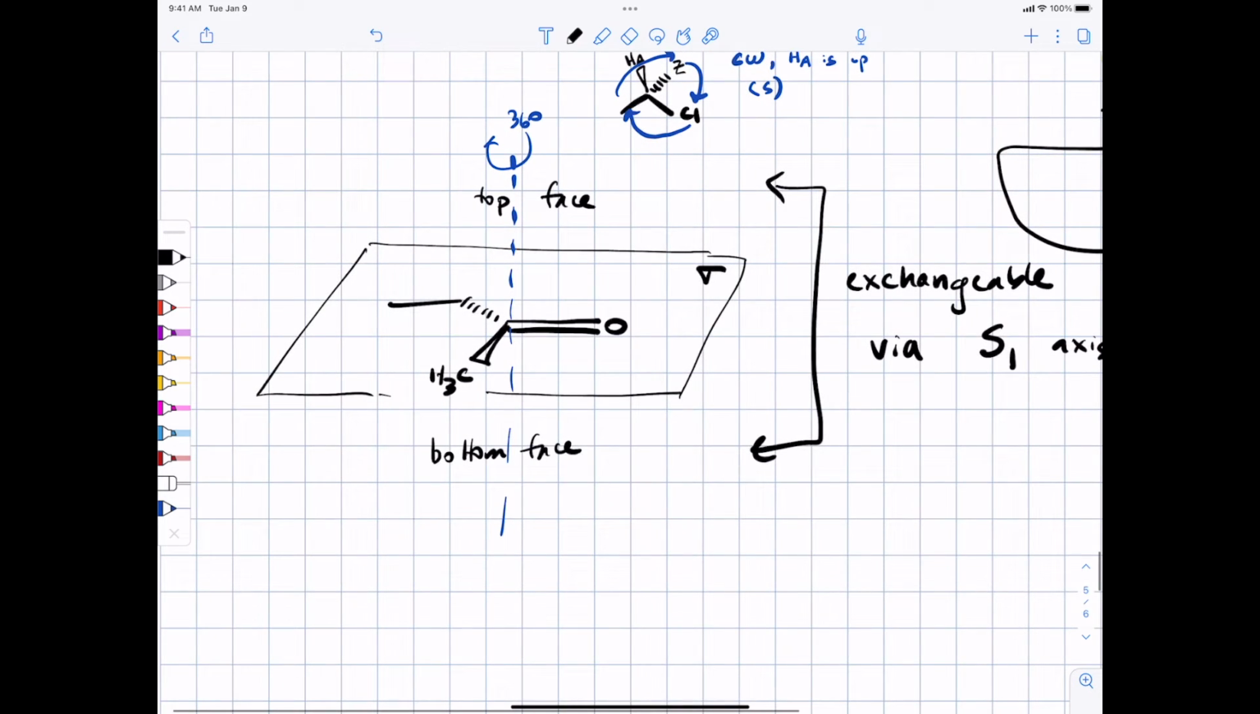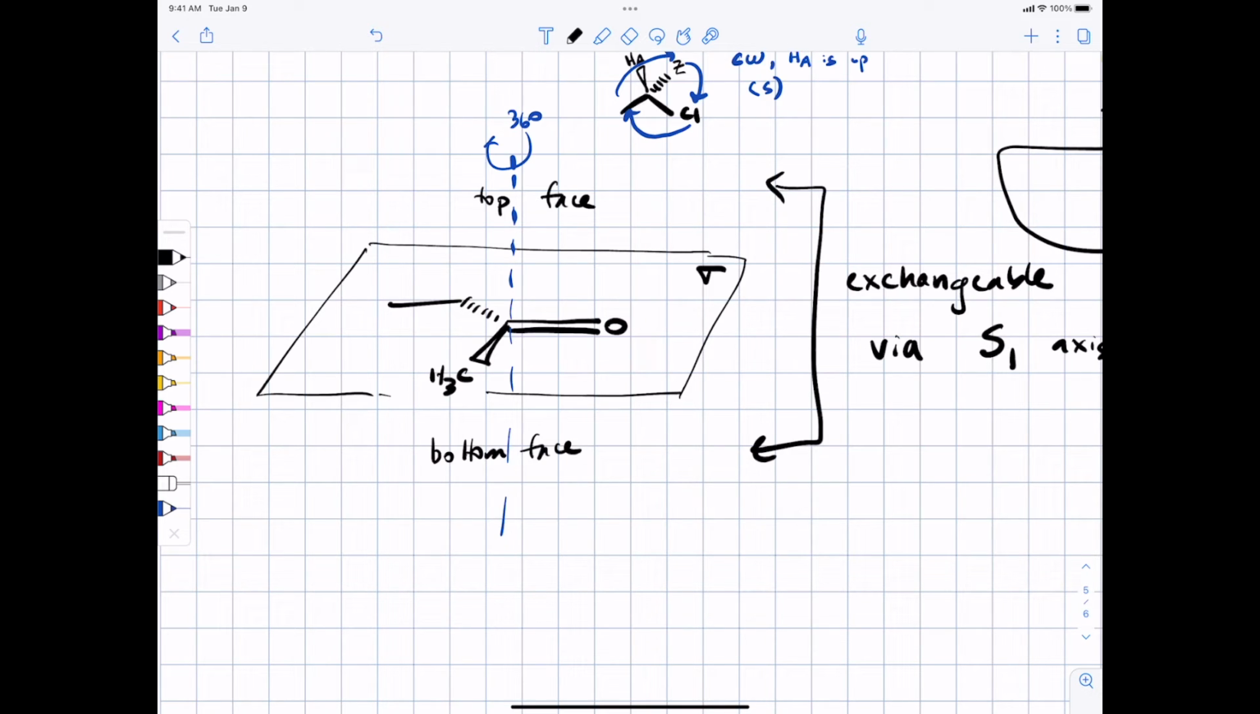If you think about this molecule and you're looking at it from the top, the methyl group's on your right and the ethyl group's on your left, right? But if you put yourself looking at it from the bottom, now the methyl group's on your left and the ethyl group's on your right, okay?